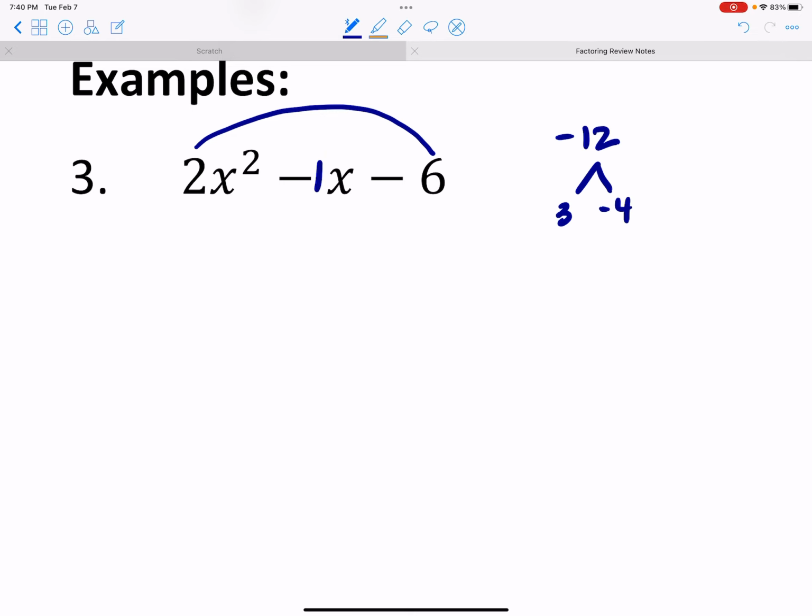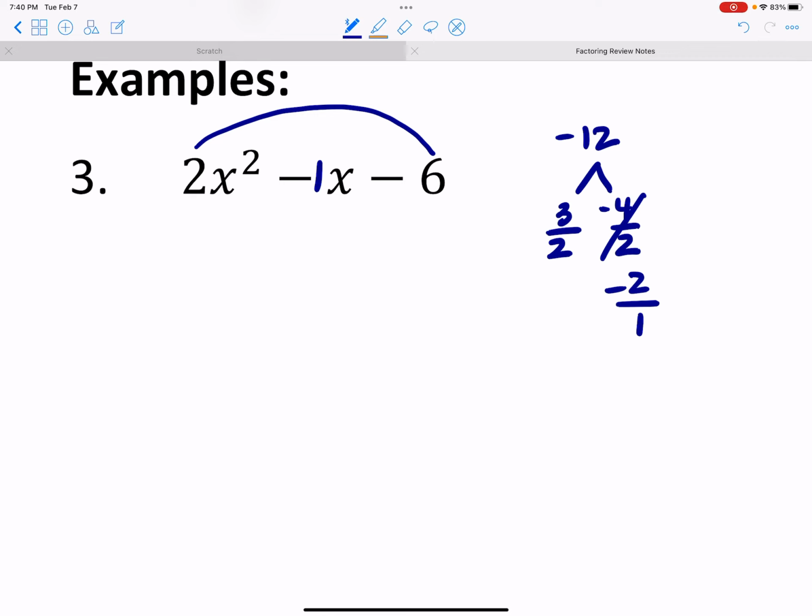So you multiply the first and last number, and you find factors of that product that add to the middle number. Once you have your factors, you're going to divide them by your first number. So I'm going to divide this by 2, and divide this by 2, and that creates two fractions. Those fractions we're going to reduce if we can. 3 over 2 doesn't reduce, so I'm not going to mess with that one. But negative 4 over 2 does.